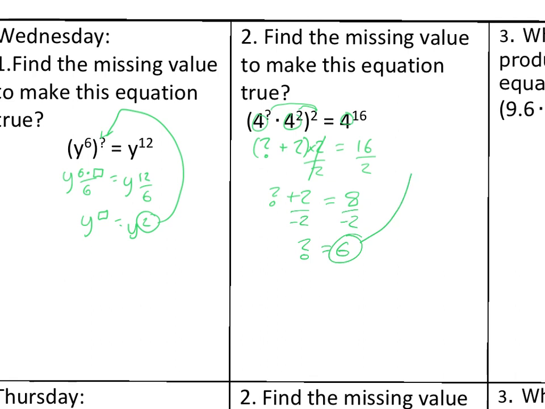Now, you can go and check it, because watch what happens. 6 plus 2 is 8, and 8 times 2 is 16. So check, that 6 is absolutely correct. Alright, moving forward. Let's do it.